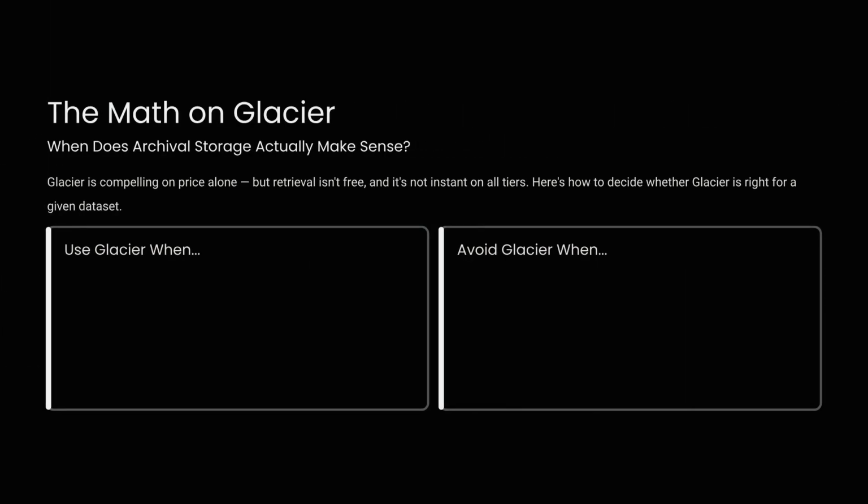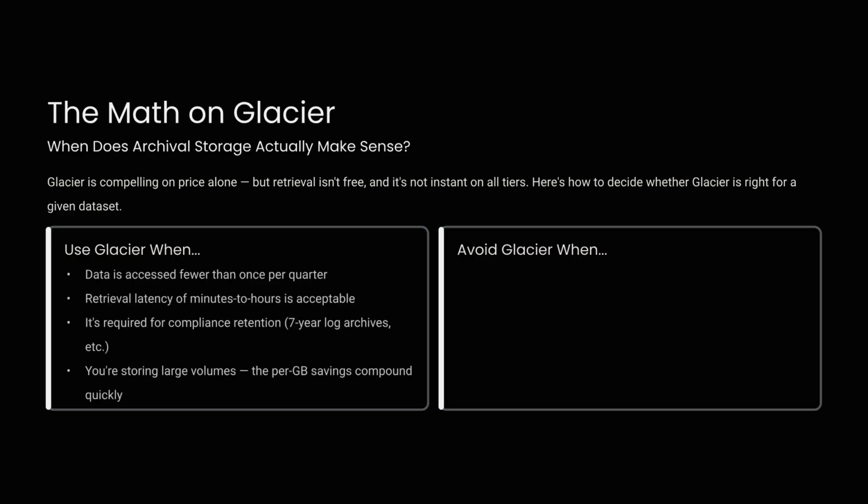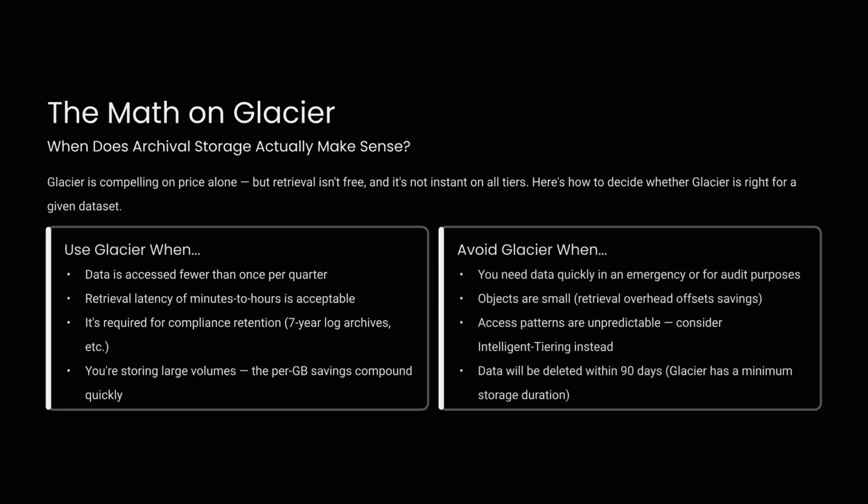Use Glacier for data accessed fewer than once per quarter, when retrieval latency is acceptable, for compliance, or when storing large volumes. Avoid Glacier when you need quick data access for small objects, or if data is deleted within 90 days.